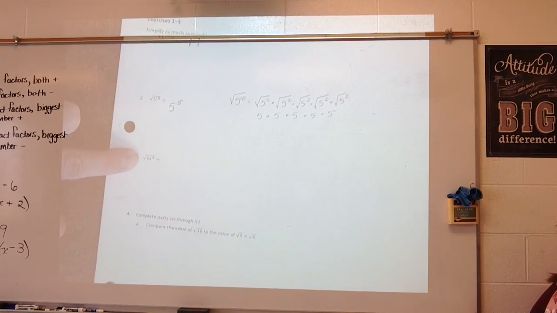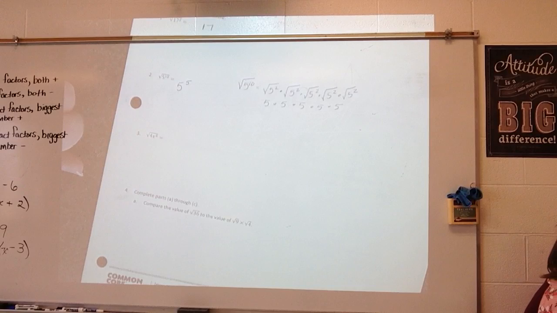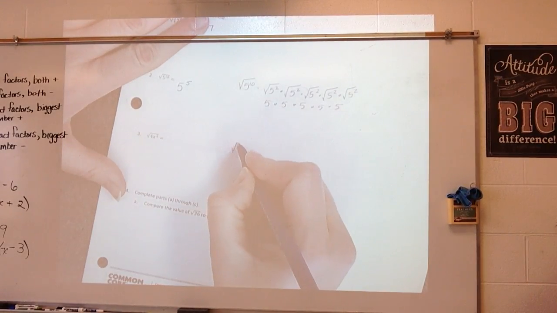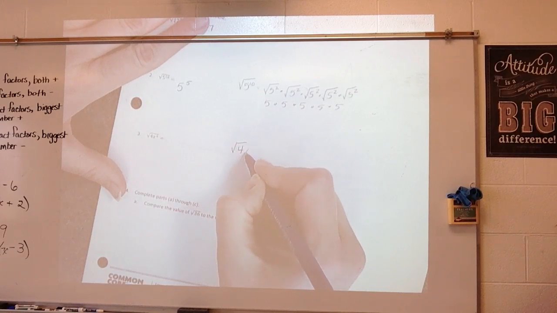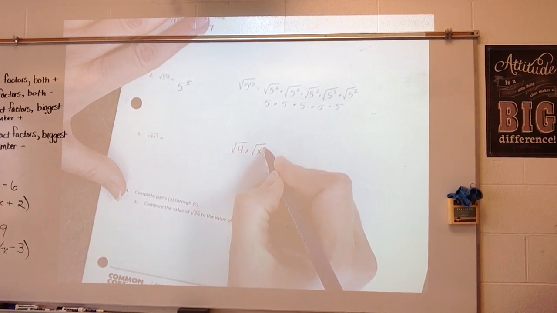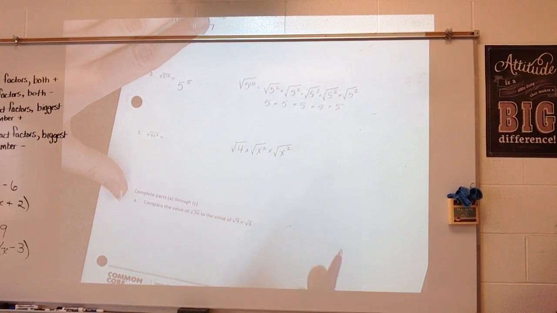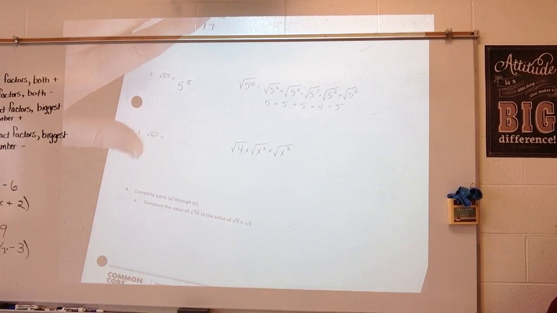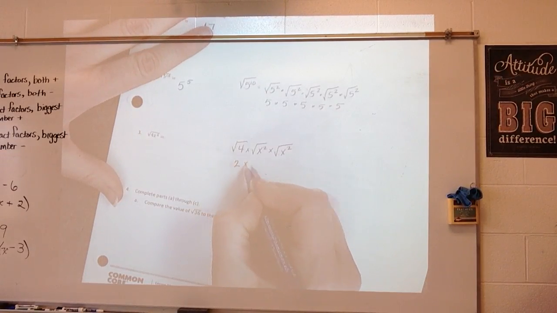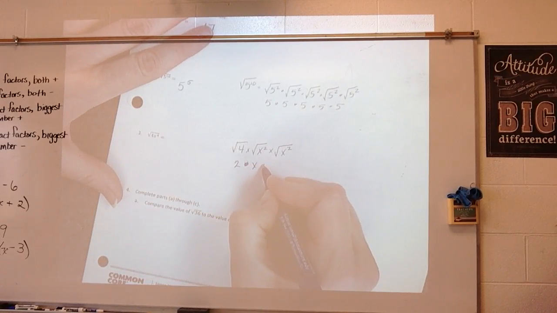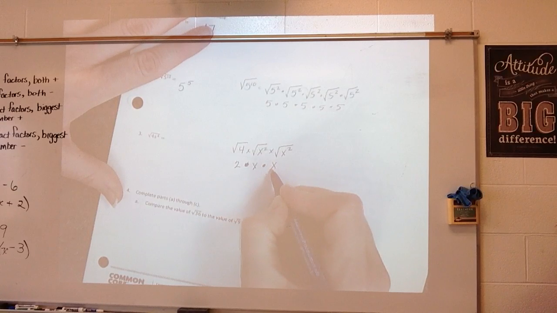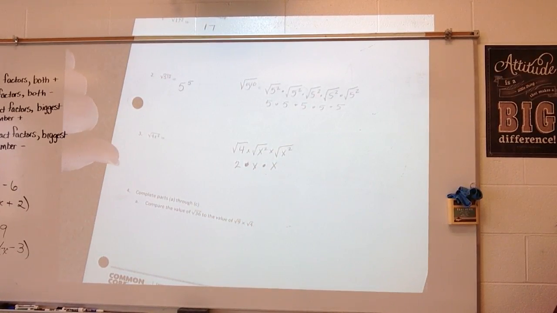All right, let's look at this one. Square root of 4x to the 4th. I can rewrite this as the square root of 4 times the square root of x squared times the square root of x squared. What is the square root of 4? In other words, what times itself gives me 4? That would be 2 times x. I'm going to put the dot there because x times x is x squared times x. So I get 2x squared.